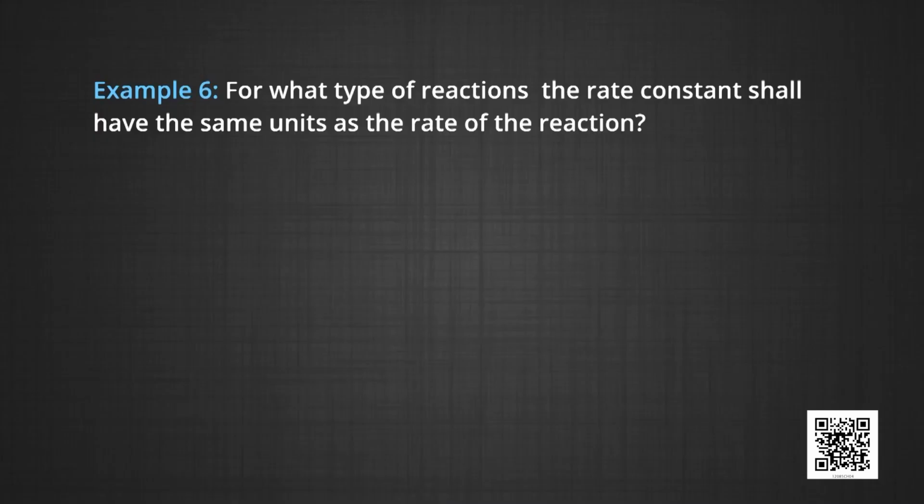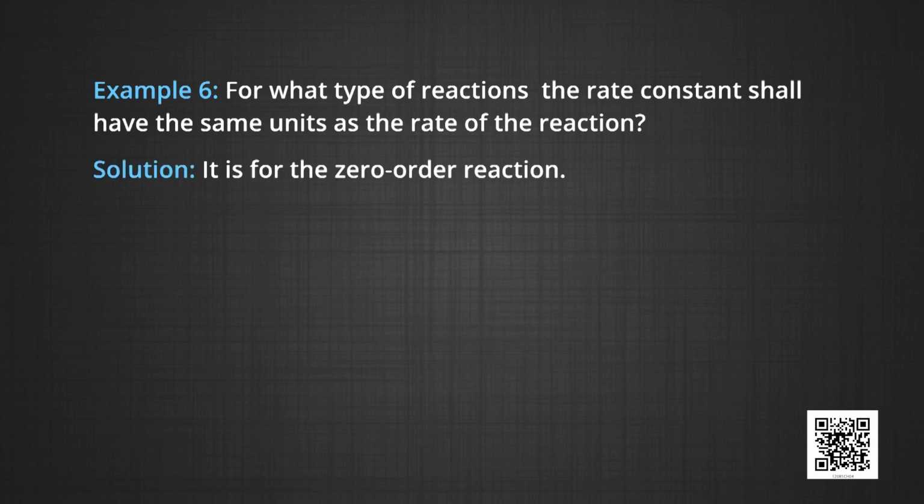What simply we have done? We have just put the values and seen how many times the rate of the reaction is increased. Now, again I am taking an example in front of you. For what type of reactions the rate constant shall have the same units as the rate of a reaction? It is for the zero order reaction.